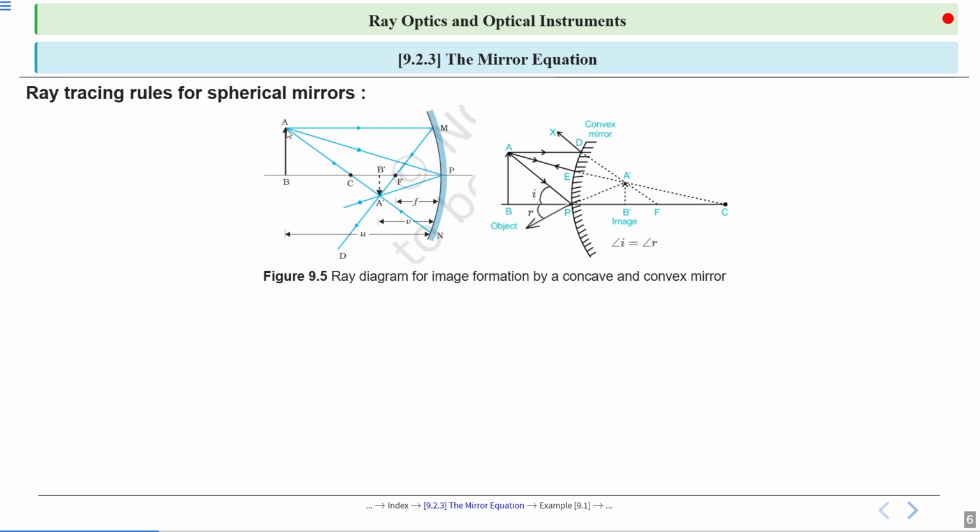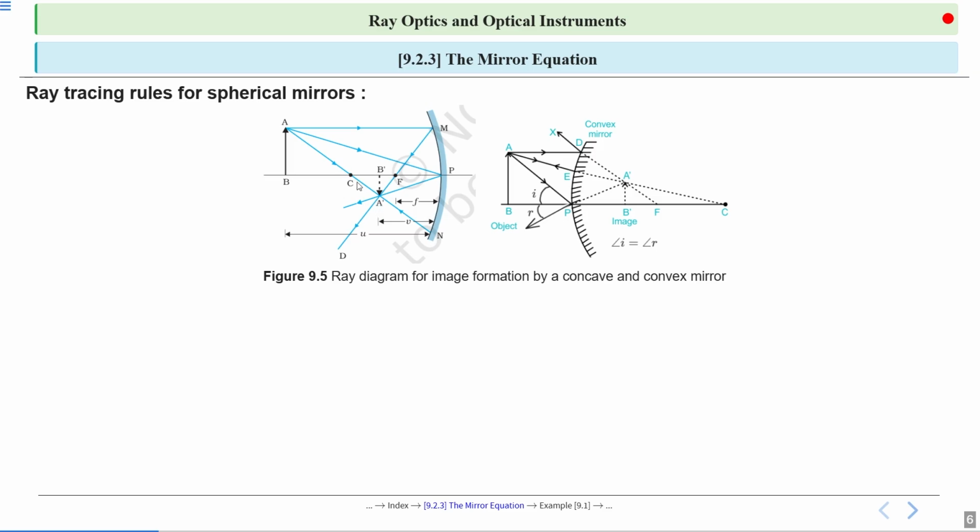Now you can see why the ray that is passing through the center of curvature exactly retraces its path. Why? Because we know that if we draw a normal at any point on this mirror, that normal will pass through the center of curvature. So a ray of light that is coming along the normal, that is falling perpendicular at any point, the angle of incidence will be 0. So angle of reflection will also be 0 degree.